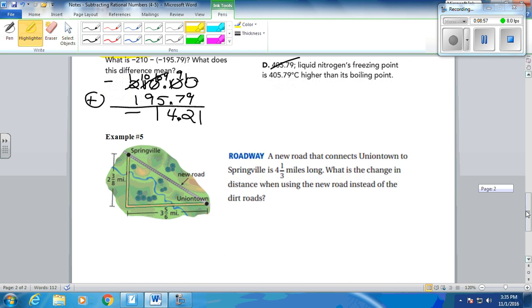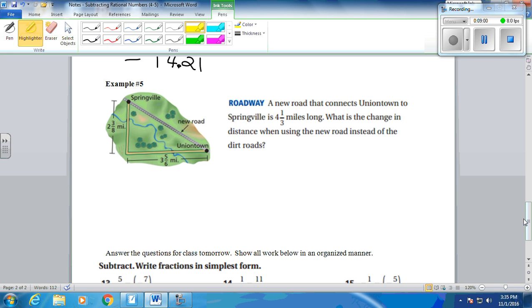Now question number 5 says that a new road that connects Uniontown to Springville is 4 1/3 miles long. What is the change in distance when using the new road instead of the dirt roads? So the dirt roads are located here, which are conveniently highlighted. And then the new road is labeled as the new road. So the change in distance is going to really be the difference between those. So I have to first find the distance of the dirt roads and then subtract the new road from there. So let's go through and make sure that we're on the right path here.